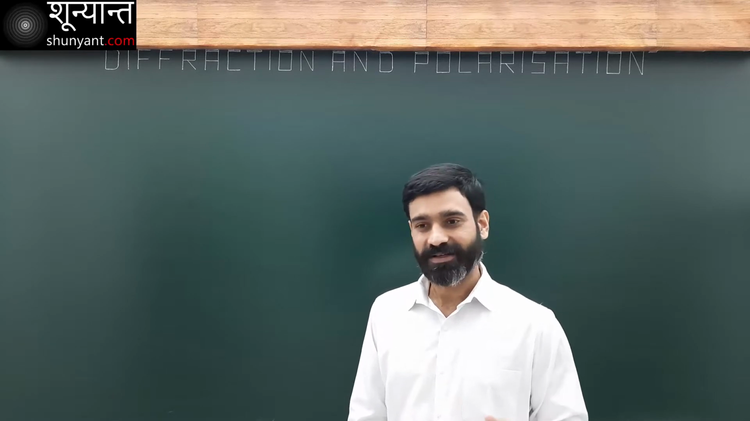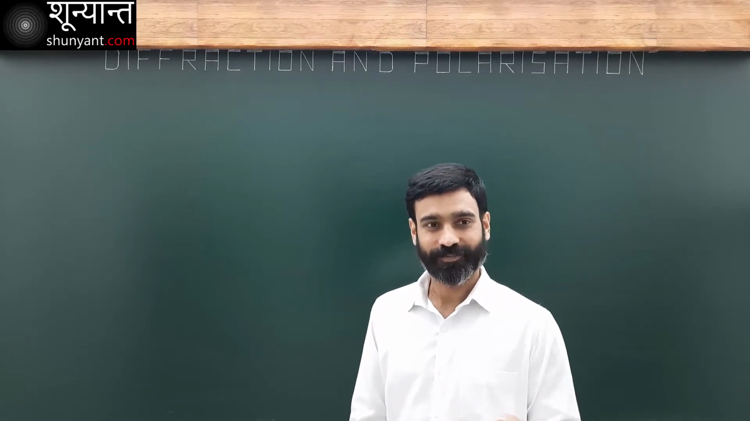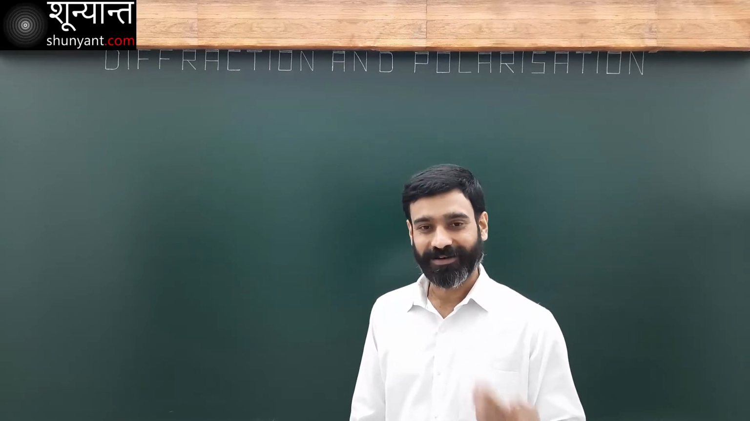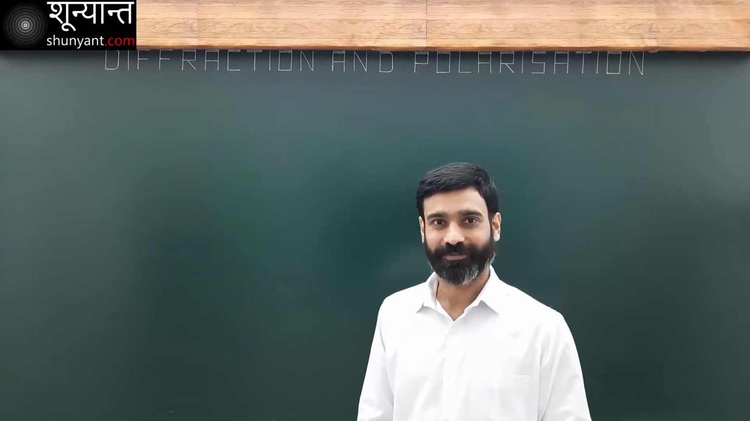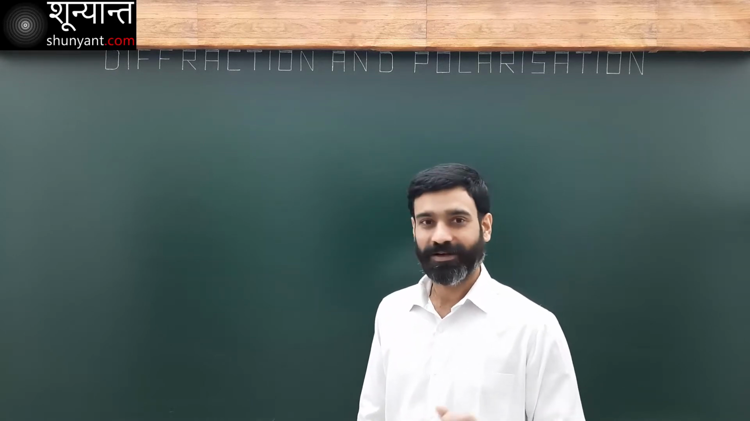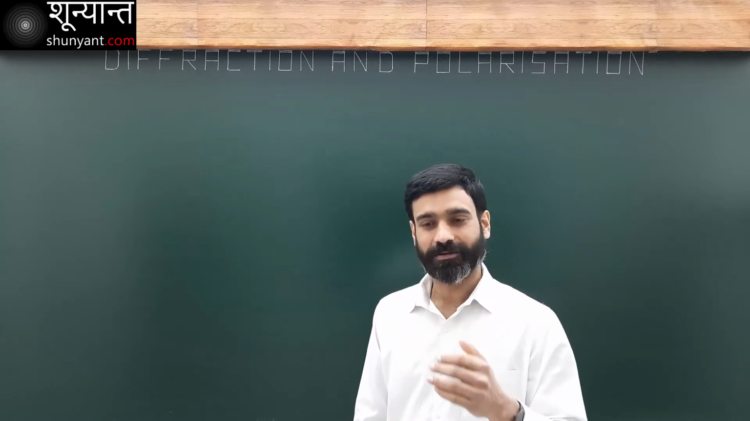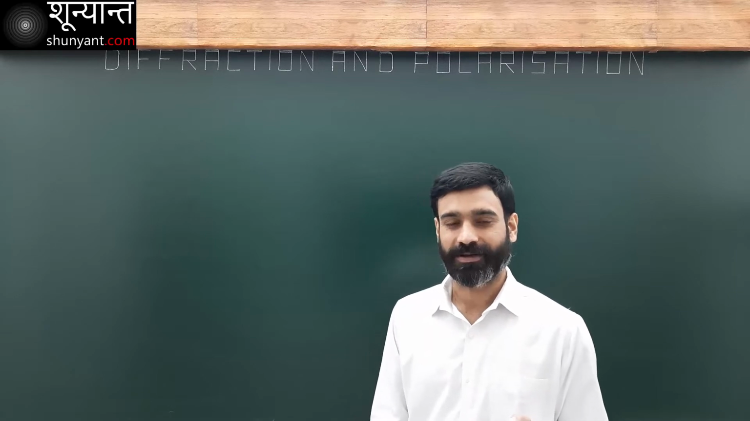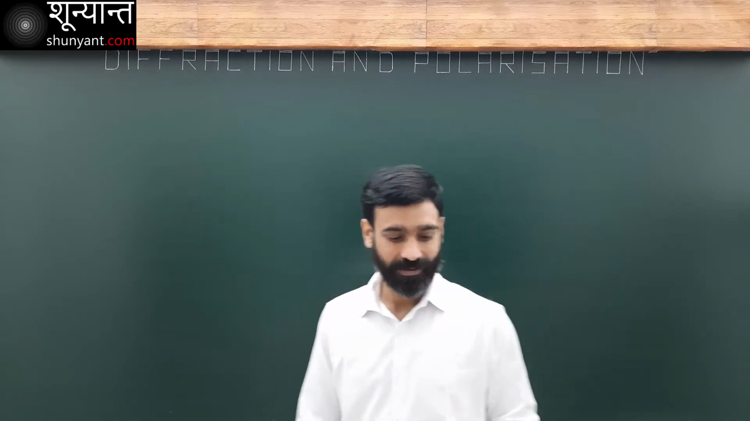But generally we say light because light is the most tangible part of that spectrum. So whenever I'm saying light, I'm actually referring to the whole spectrum. You have to keep this in mind, whether it is ray optics or this. When we say light, it means electromagnetic waves of all sorts. Diffraction and polarization we are going to study in this chapter.